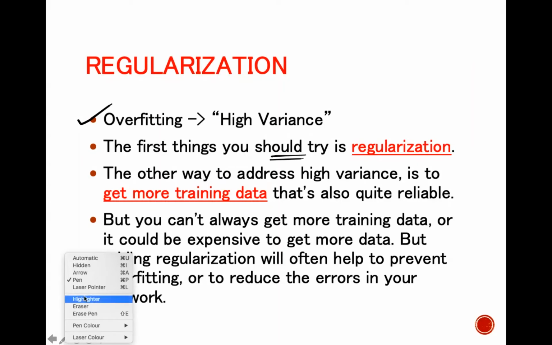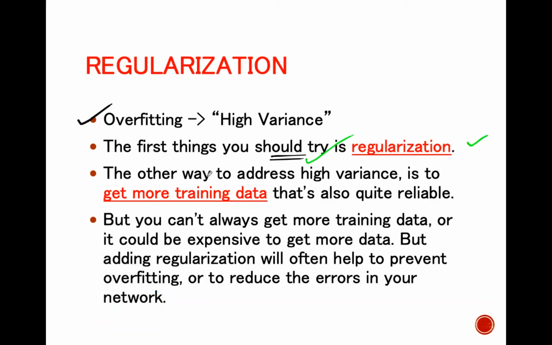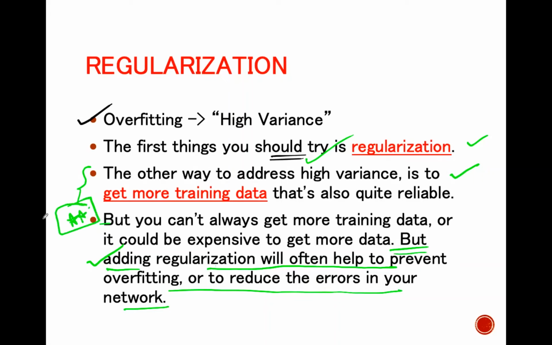You should try with regularization. Another way to address high variance is to get more training data. But you cannot always get more training data, and it could be expensive. But adding regularization will help you prevent overfitting or reduce error in your network. Write down this point. It is very important from the regularization perspective.